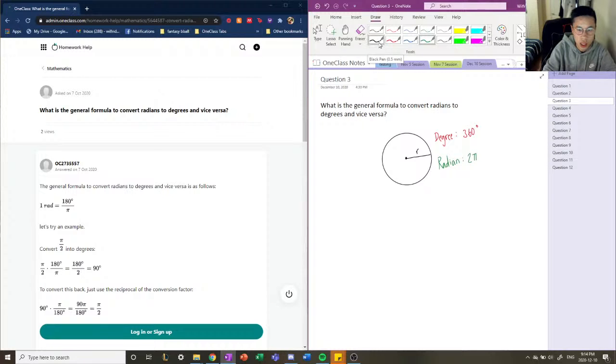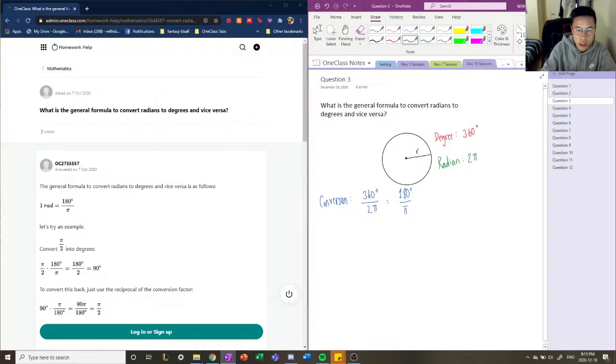So the conversion formula between degrees and radians is going to be this. The conversion is 360 degrees divided by 2 pi. This has units of degrees and this has units of radians. If we simplify that, it will be 180 degrees over pi. So we can use this formula to help convert between degrees and radians.